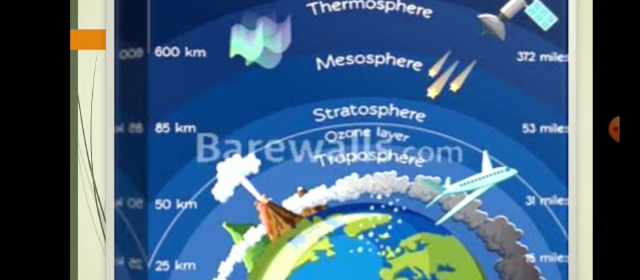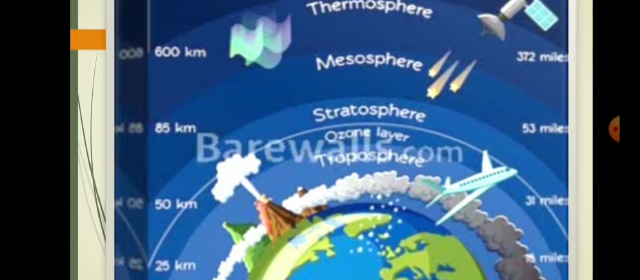Here the third layer is the mesosphere. Mesosphere lies between 50 to 80 kilometers above the Earth's surface. In the mesosphere, temperature falls with elevation. So, it is the coldest of the atmospheric layers. In this layer also, a lot of meteoroids burn up while entering the Earth's atmosphere.